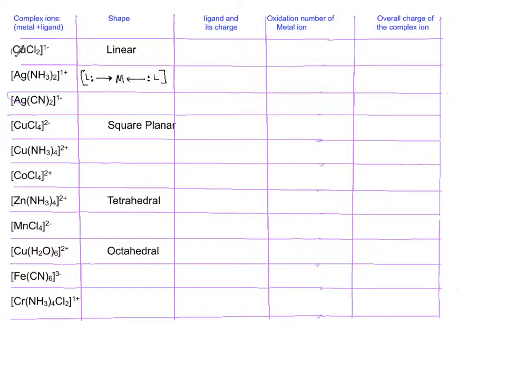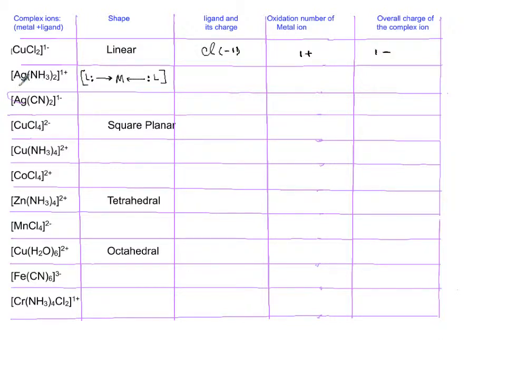First example is copper surrounded by two chlorides. So ligand is chloride in this case. Charge of chloride is 1 minus. It's an anion. So what plus 2 minuses gives you 1 minus? So copper in this case should be 1 plus. And the charge of the complex is 1 minus, what you see as a superscript.